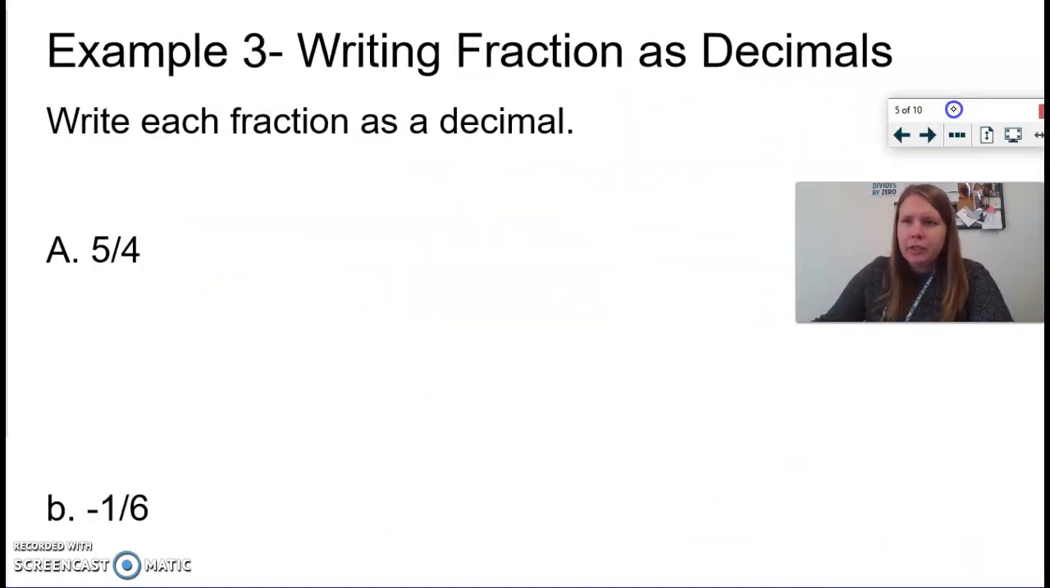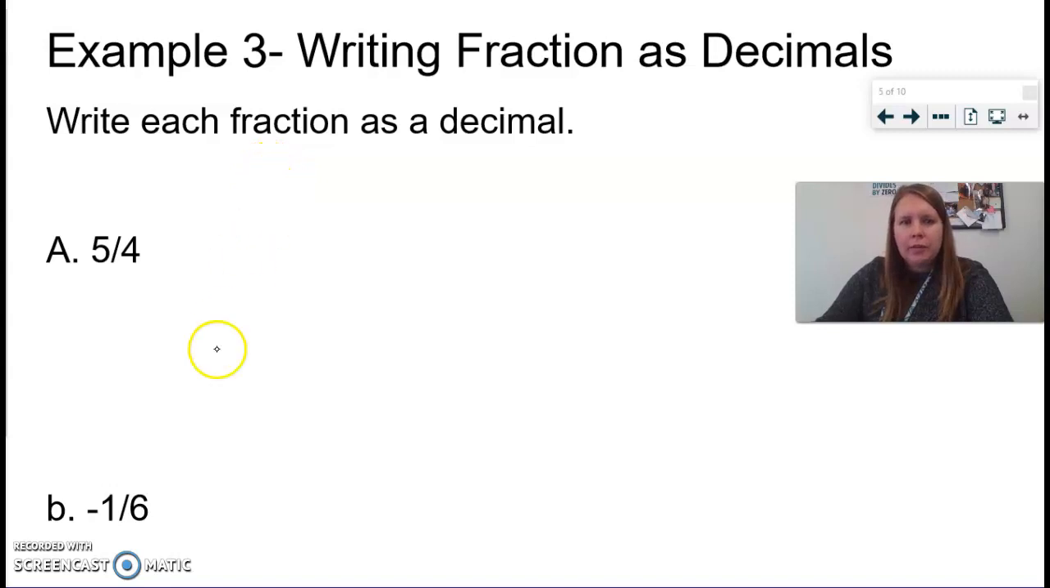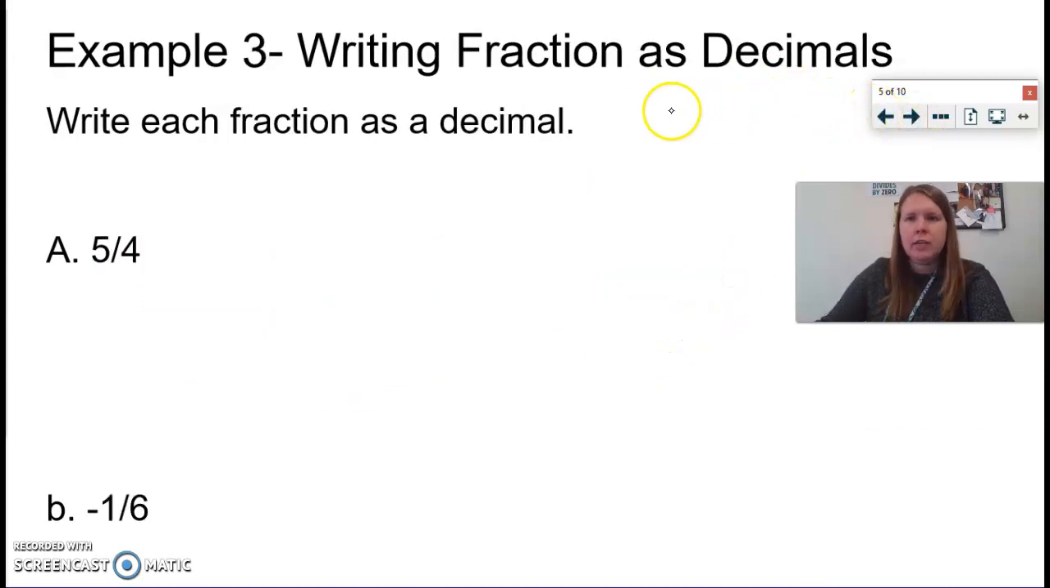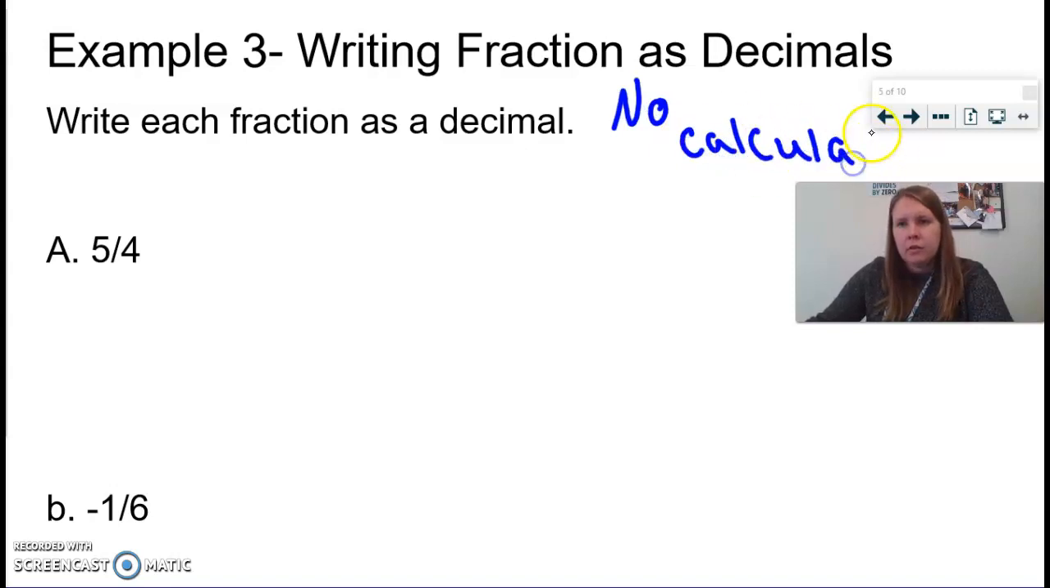Alrighty, and one more version of this is writing your fractions as decimals. And so the easiest way to do this is using that long division that I was just doing, okay? Because for this unit, we're not using calculators. No calculator. This is something that you should be able to do on your own here.